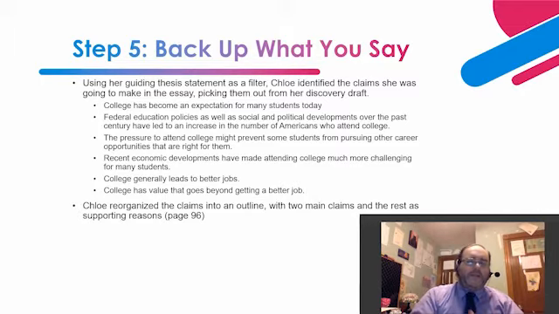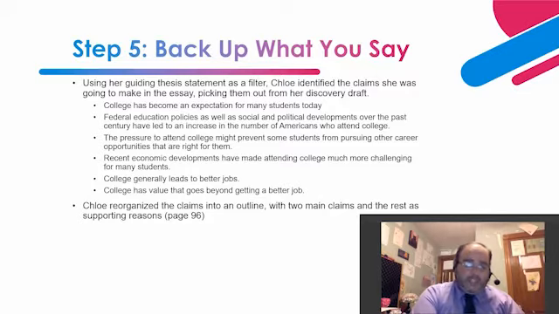So these are the points that Chloe decides to put into an outline. She's reorganized these claims into an outline with two main claims, and the rest are supporting claims. You might recall we talked the last couple of weeks about deductive reasoning. Main claim, secondary claims. Here's how she came up with her main claims. She found that two of them were bigger than the rest of them, and then the other ones were used as support for those main claims.